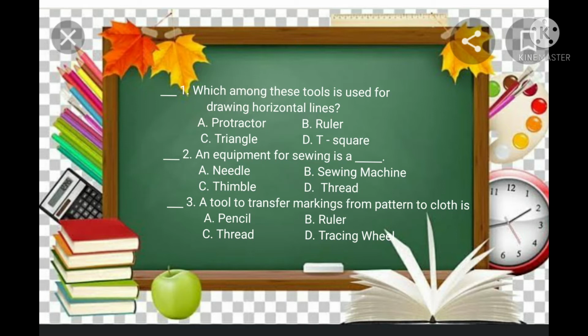Number 2. An equipment for sewing is a blank. A. Needle. B. Sewing machine. C. Thimble. D. Thread. Number 3. A tool to transfer markings from pattern to cloth is A. Pencil. B. Ruler. C. Thread. D. Tracing wheel.